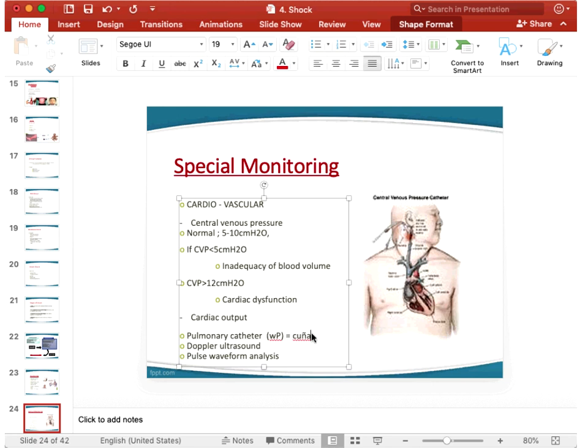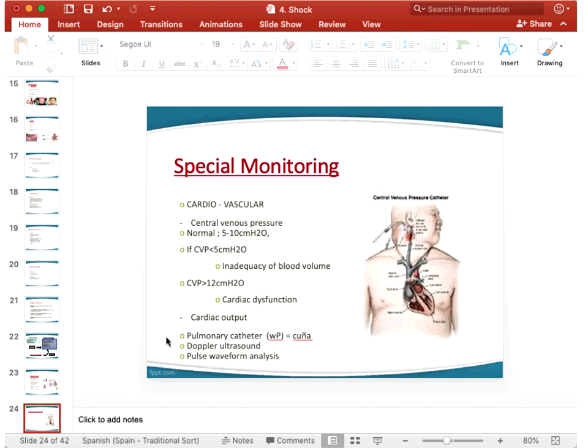We can also insert a catheter into the pulmonary artery to measure the wedge pressure, which gives us an indirect pressure of the left ventricle. You can do as many tests as necessary. I'm not going to ask this on the test, but it is important that you recognize shock, what types of shock there are, and that you assess the clinical scenarios.